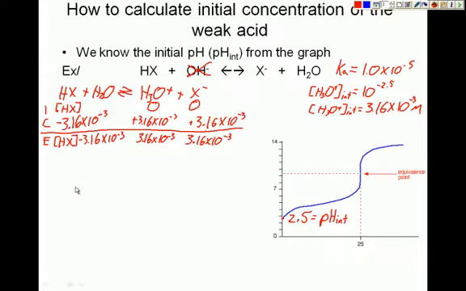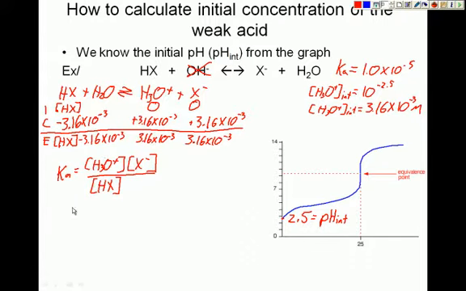So if we were to put this in our Ka expression, Ka is equal to H3O+ times X minus divided by our HX at equilibrium. So in other words, this number right here.